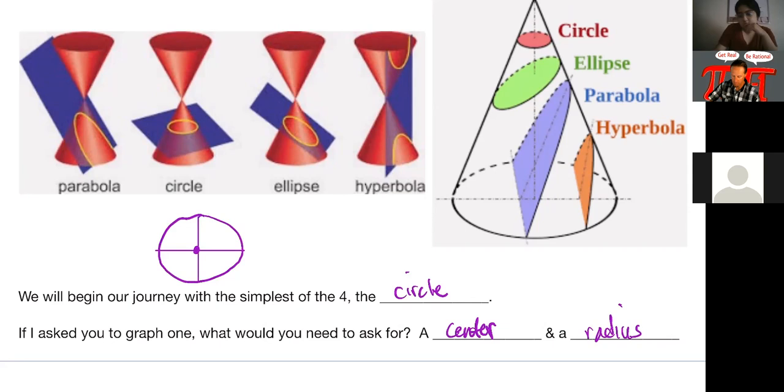All right? Here, let me draw a better one. Boom. I was practicing all last night on that. Just kidding. My app does it for me. So, yeah, I need my center point and my radius. And that radius, we know, goes in every direction, that same distance around. Okay?